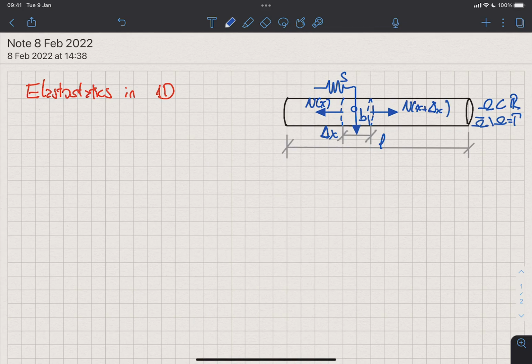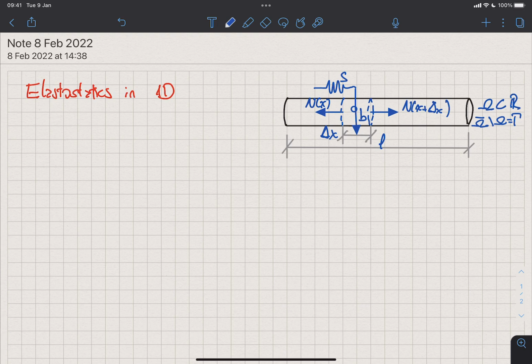All right, so let's start our first class actually for this advanced finite element course. We're going to be looking at elastostatics in one dimension. I said a few minutes ago that everything that we're going to do first is in 1D.